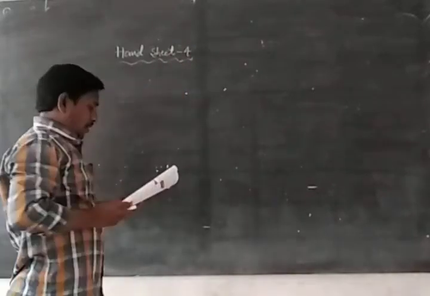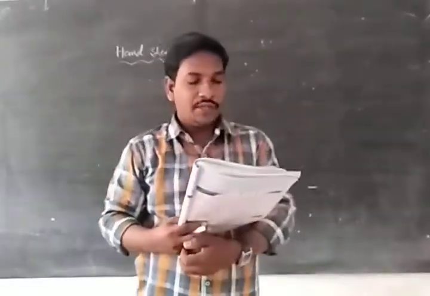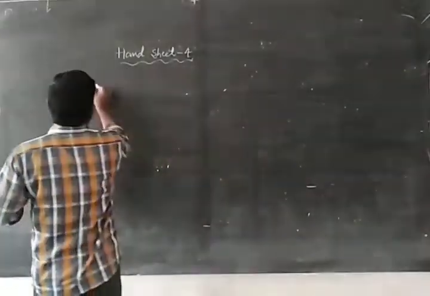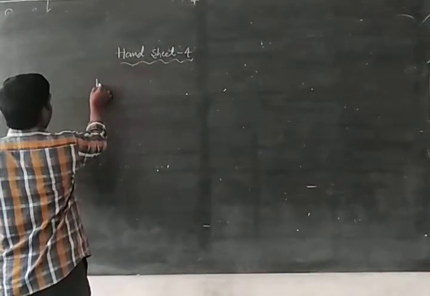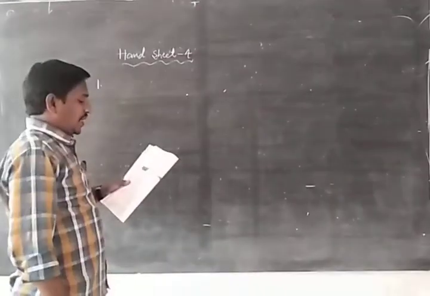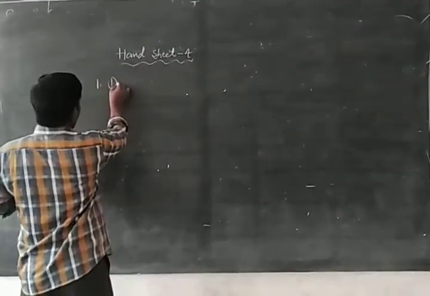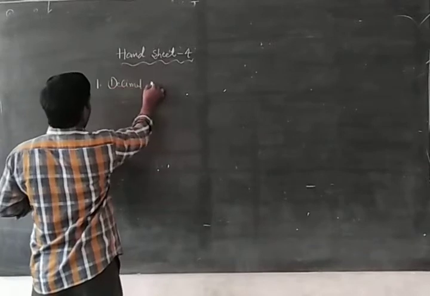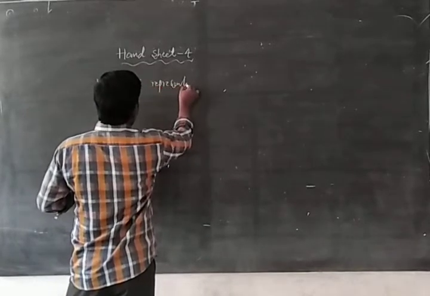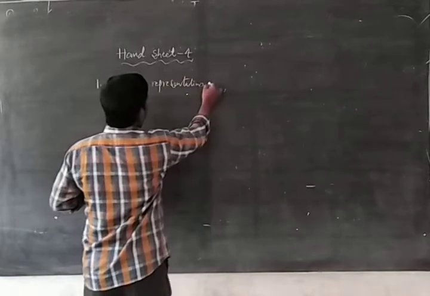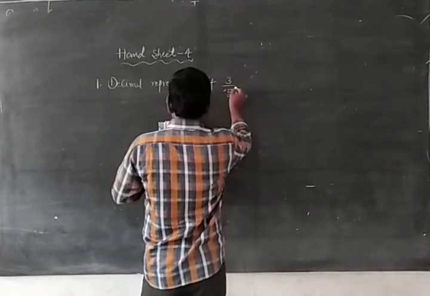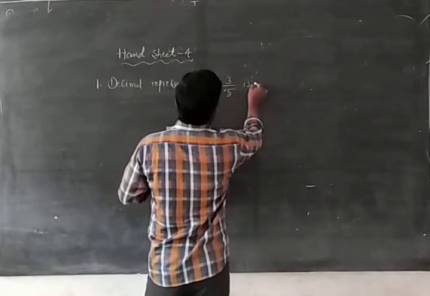Okay. The first question, Roman number 1: the decimal representation of 3 by 5 is dash.